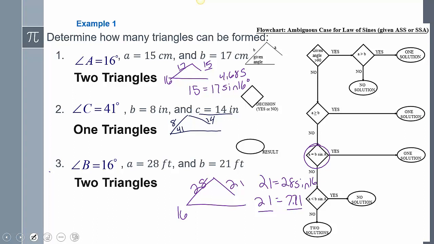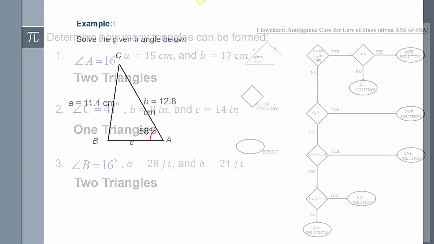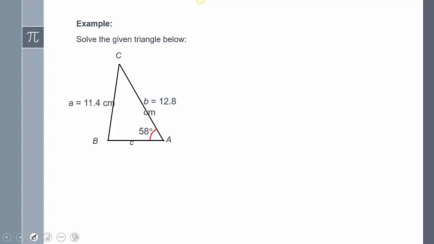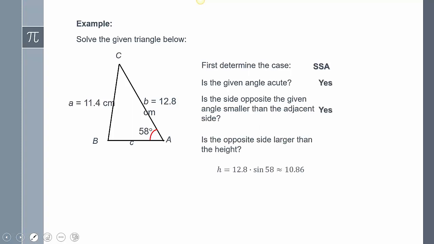All right, so we spent the time going through that. We spent the time talking about how many solutions we can get. So now what do we do with it? Once I know that I have two triangles, what do I do with it? Given this information, solving this given triangle, I know that it's SSA, so it's going to be side, side, angle. Going through that little ambiguous checklist, I'm not going to spend a whole lot of time on that because we just spent time on it, but we know that it's actually going to be two different triangles.